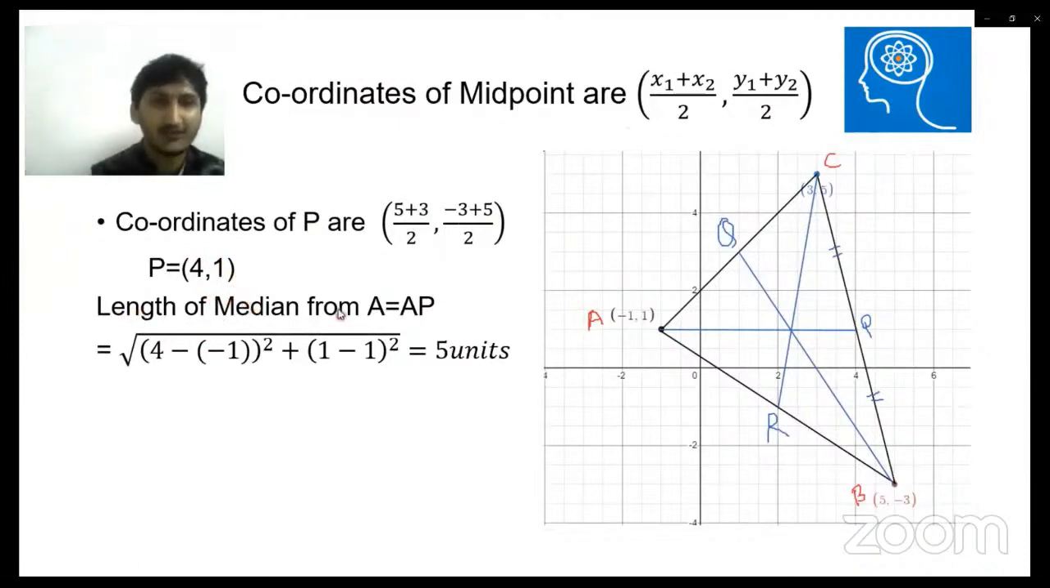So the length of median AP will be equal to what? We can find out the length using the distance formula. Under root 4 minus in bracket minus 1 whole square plus 1 minus 1 whole square. That is equal to 5 units. We had the coordinates of point A. We found out the coordinates of point P. And from that we found the length of median AP.